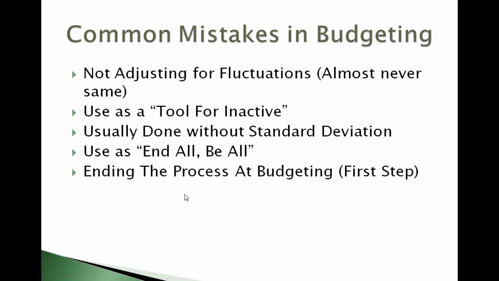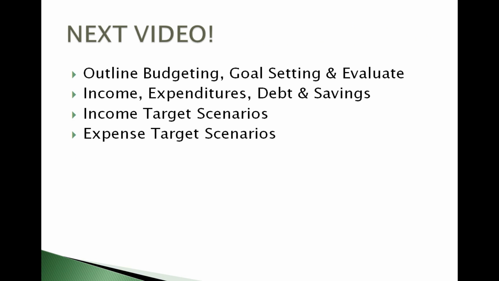Okay, so moving on to the next one. The next one is using it as an end all be all. So that actually goes back to what I was saying before about using it rigidly. And what you have to understand is you're using it to check your financial status and how much money you have. You're not supposed to use it as, oh, this is my budget and I'm going to stick to it, because your budget may actually be very bad. So you need to give yourself a little fluctuation. It ties into pretty much everything that I said before. And the last step is ending the process at budgeting. Remember what I said before. Budgeting is only step one.